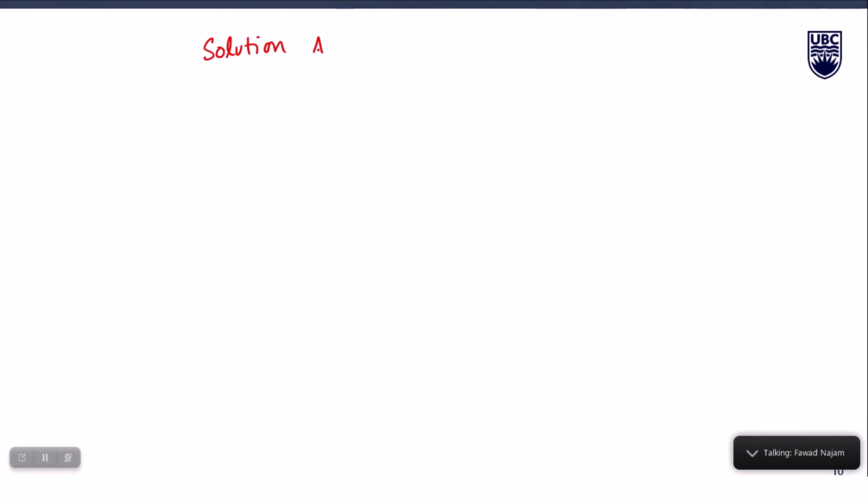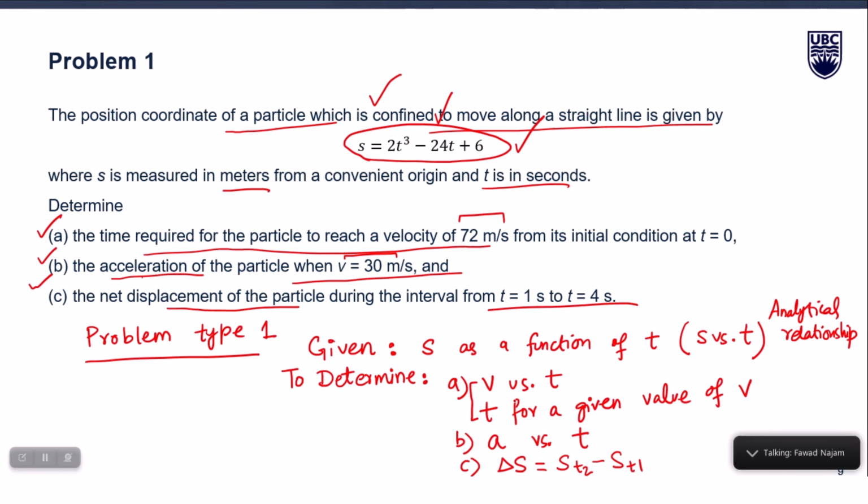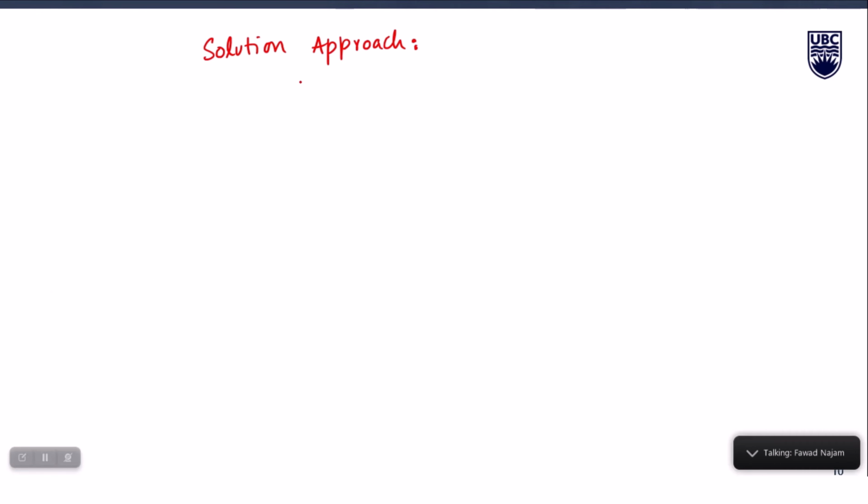So in order to calculate, if you go back, the first thing you need is the velocity versus time relationship, right? And that can be determined by differentiating S versus time. So for part A, my solution approach is to differentiate the S versus T relationship with respect to T, to actually get the V versus T relationship, right?